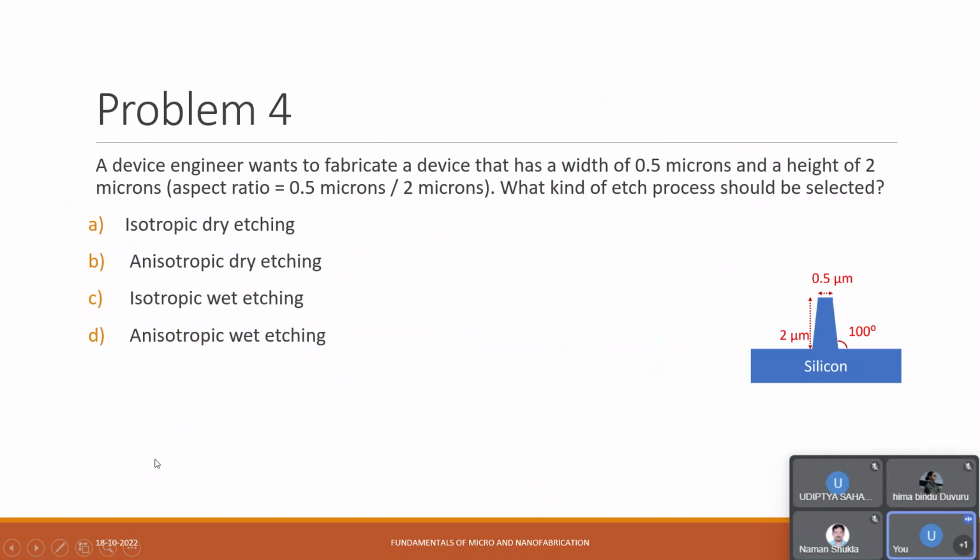So this is a question that they want to fabricate a device that is 0.5 microns in width, and the height is 2 microns. So what kind of etch process should be selected? Which one would be the best one to be used?